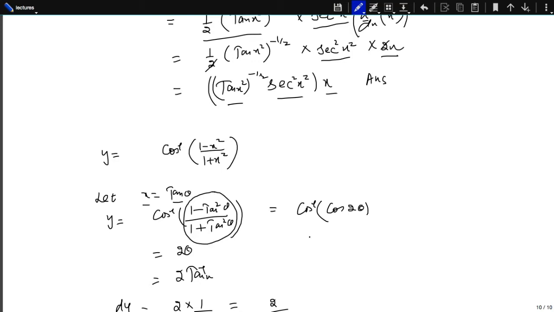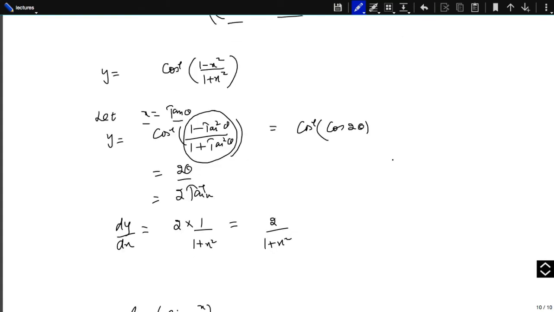Cos inverse of cos 2 theta is equal to 2 theta. As you know, cos inverse of cos theta is equal to theta. So y is 2 theta. Theta is equal to tan inverse x. So dy by dx is 2 into derivative of tan inverse x, that is 1 by 1 plus x square. The answer is 2 upon 1 plus x square.